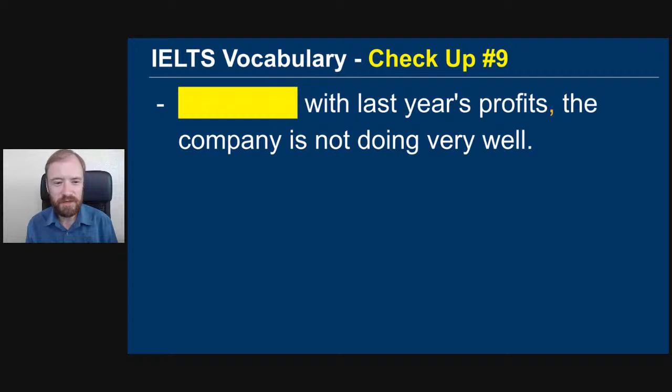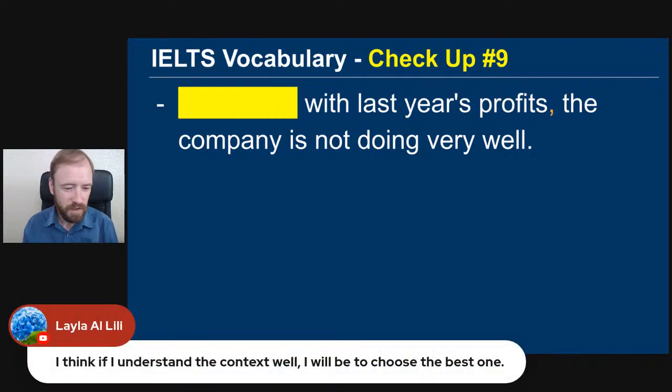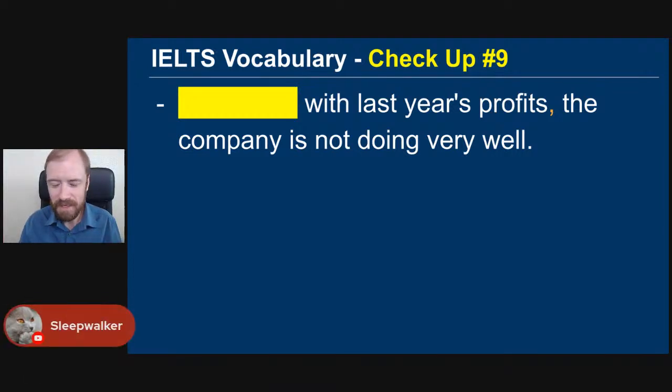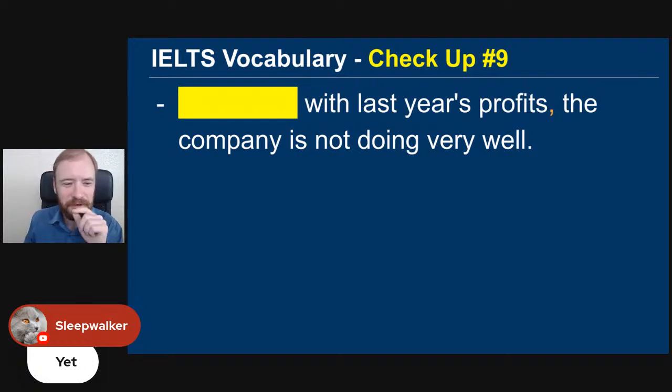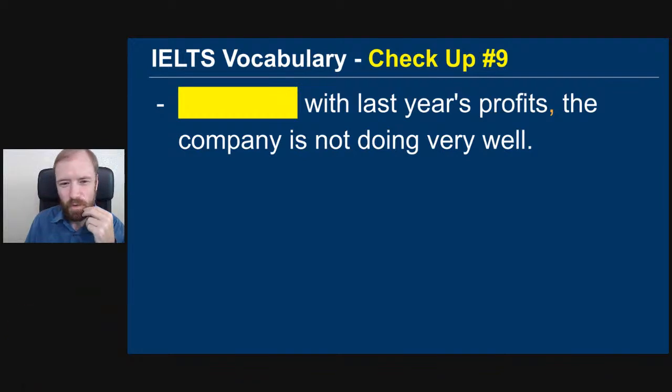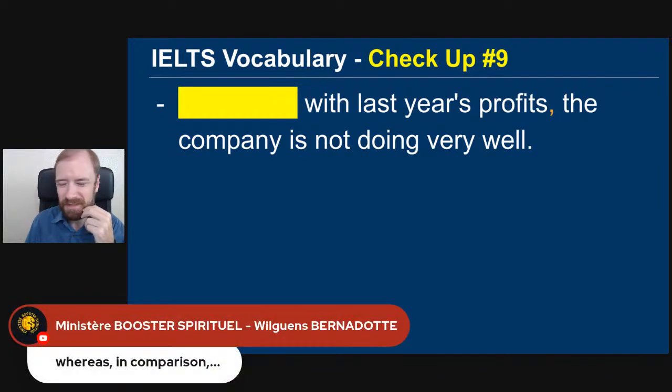With last year's profits, the company is not doing well. Yet, I think if I understand the context well, but a lot of the examples today do not have enough context to understand fully, but hopefully in your homework you can get it. Yet, we don't want to start with yet. Yet, okay, we have a comma there. Yet with last year's, no. Whereas with last year's process, no.